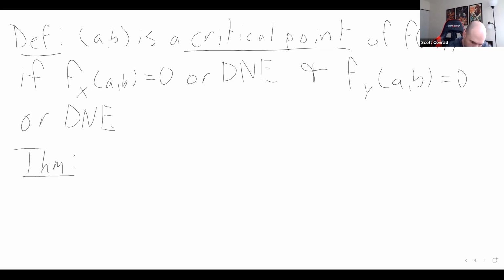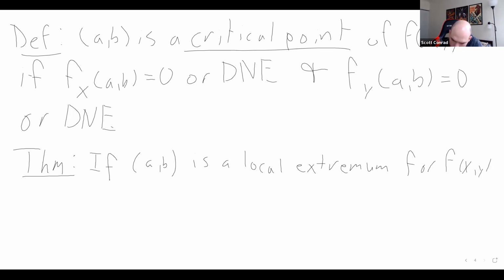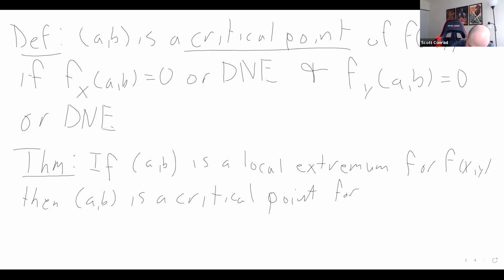So our theorem is that if a point (a, b) is a local extremum, in other words, if a local max or min happens at (a, b) for a function f of x, y, then that point is a critical point of f.